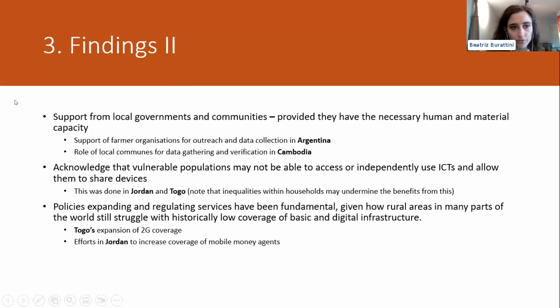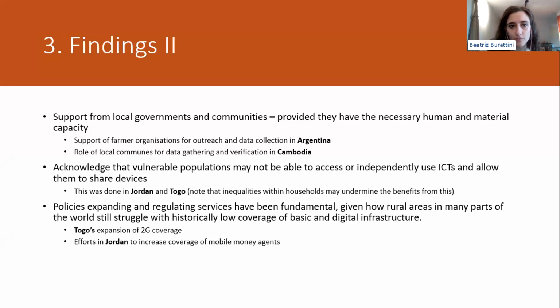And then along the lines of what I've mentioned just now, it's obviously very important to acknowledge that there are vulnerable populations within rural communities that cannot independently use ICTs, either because they can't afford them, or maybe they just don't understand how to use them, or don't trust them. So Jordan and Togo actually brought very interesting experiences where they acknowledge that perhaps within a household there might be someone who has, let's say, a mobile phone, or maybe the grandkids know how to use a certain digital tool, whereas their grandparents don't. So the programs implemented there took that into account and allowed people to share devices.